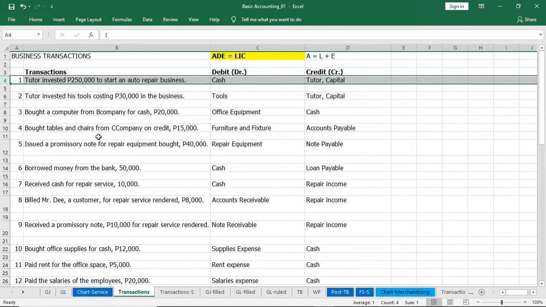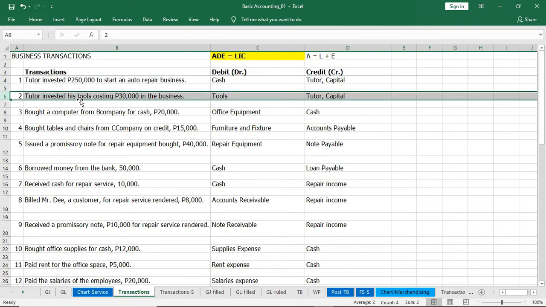Okay, first transaction. Tutor invested $250,000 to start an auto repair business. So, yung owner, Mr. Tutor, nag-invest siya ng $250,000 cash para pasimulan yung business. So, nagkaroon ng cash yung business, increase in asset. Ang asset, nasa debit side. So, ang entry natin, debit to cash. Tapos, ang credit to capital kasi naglagay siya ng puhunan sa business and dito siya sa credit side. So, ang ating credit account would be Tutor Capital. Okay?